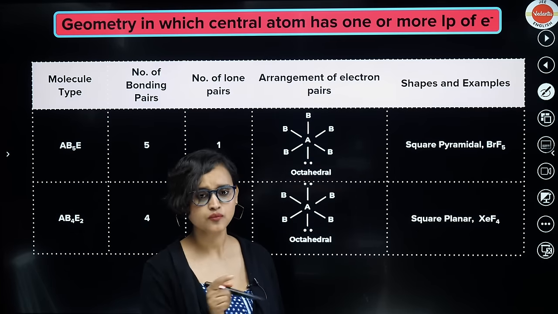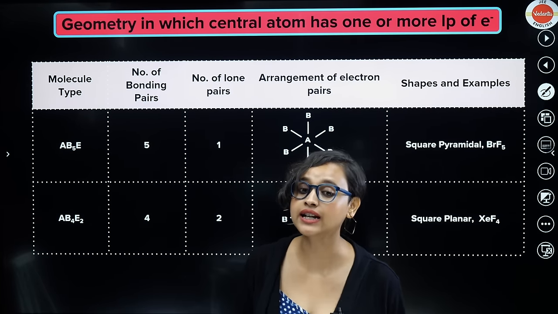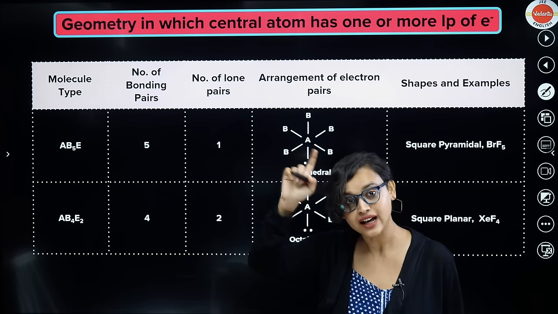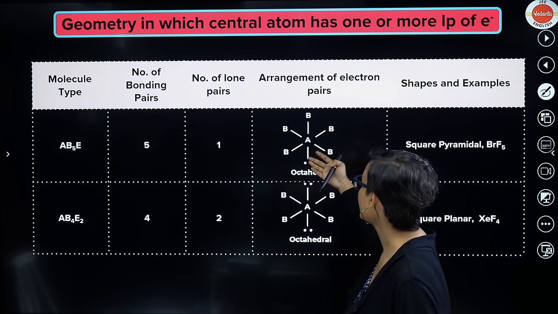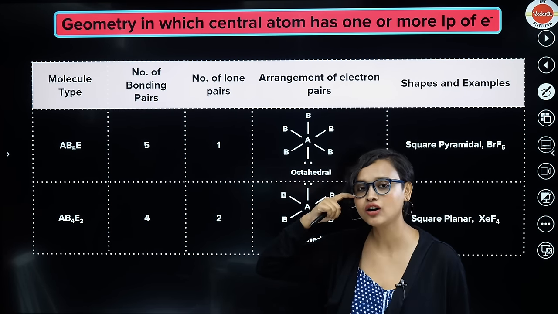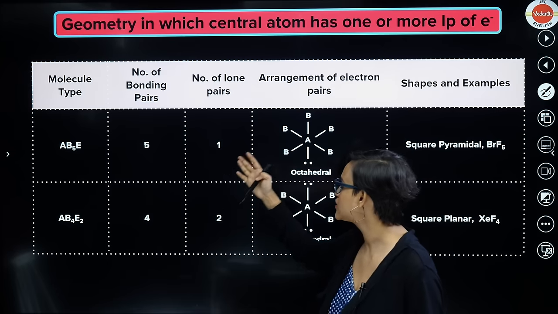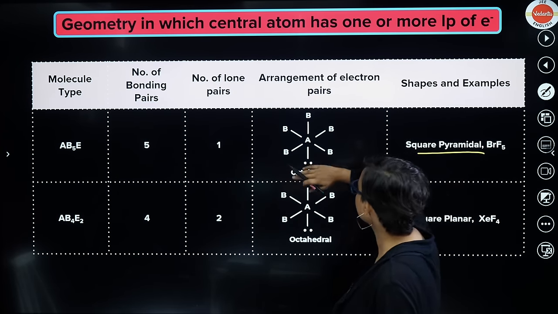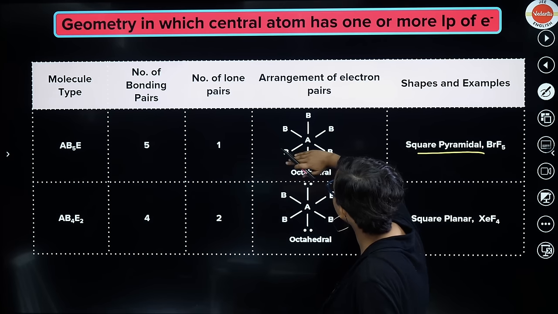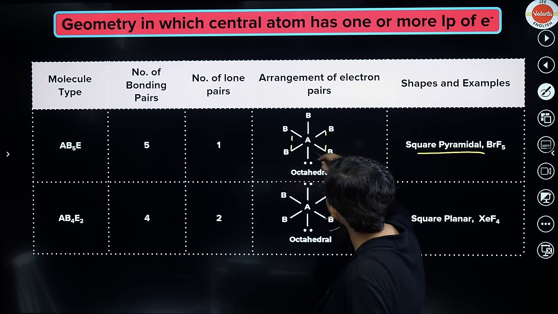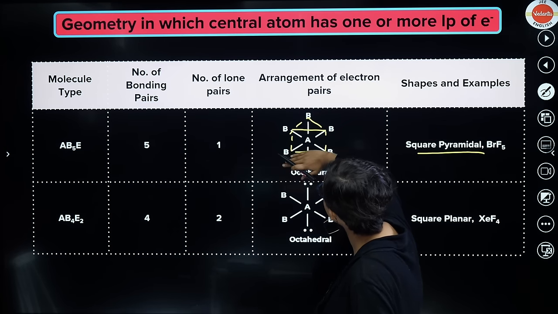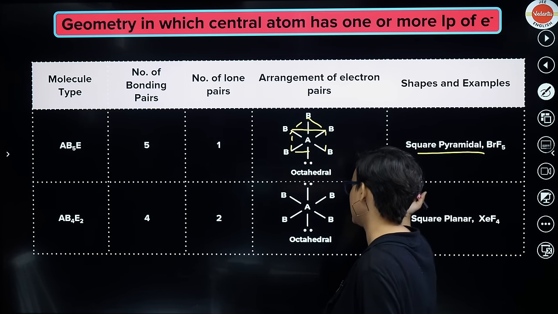Okay, moving on. Now we have steric number 6. Steric number 6, octahedral, remember? SF6 was also octahedral. Same here also, see, octahedral. 5 plus 1, 6. It becomes square pyramidal. How square pyramidal? We are going to close this. What do you have? You have a square here, right? And you have a pyramid here. See, square pyramidal, correct? Absolutely.